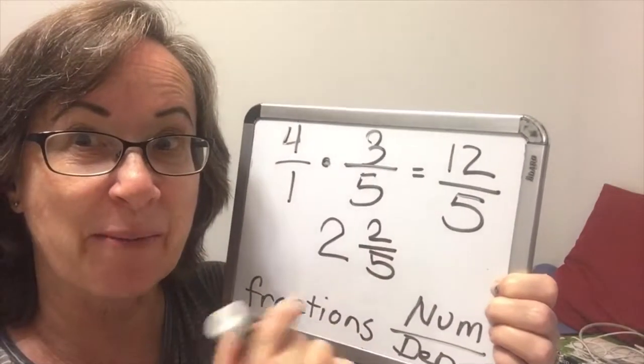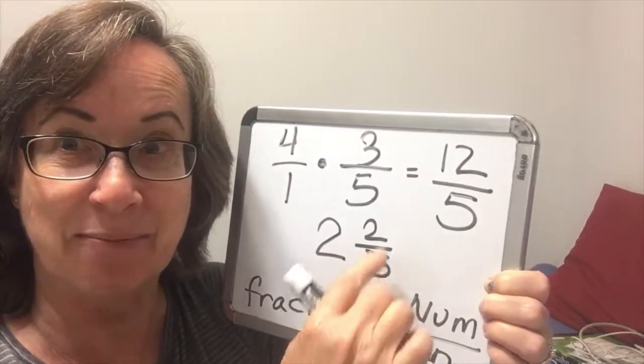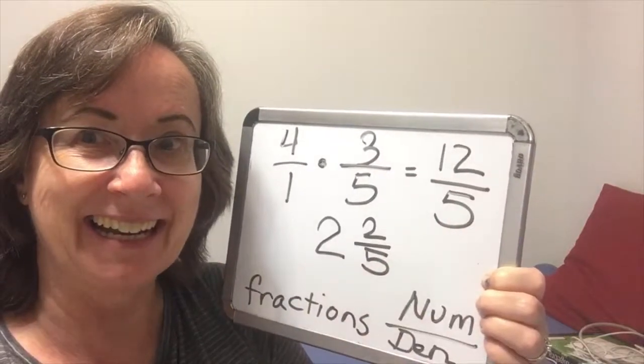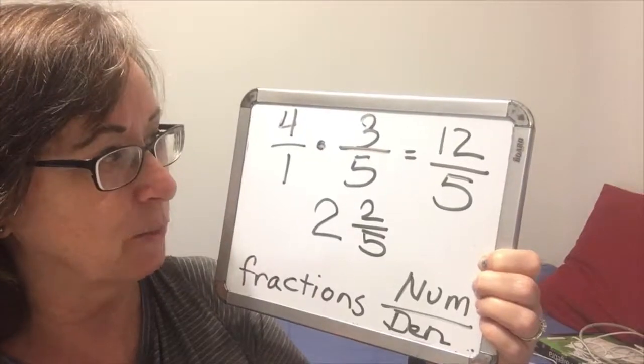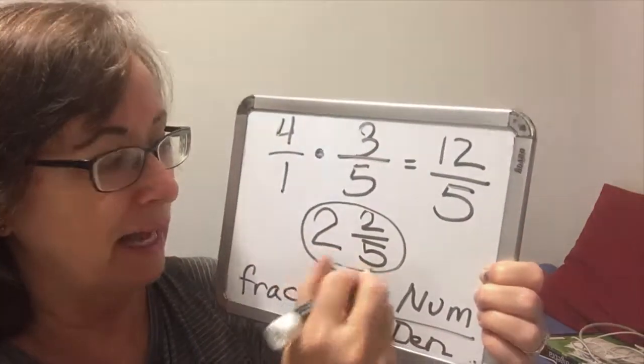And remember how to go from a mixed number back to an improper fraction? 2 times 5 is 10, plus 2 is 12, 12/5. All right, we did that in a lesson, I think the last lesson we were doing that, weren't we? Okay, so we're just practicing it a little bit. 12/5 is the same as 2 and 2/5.